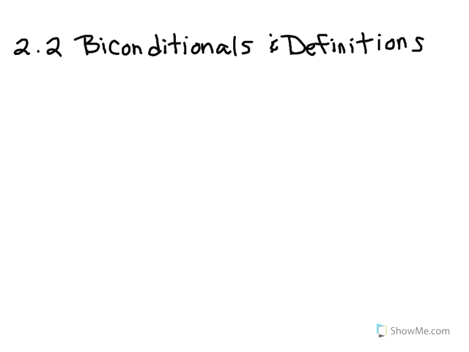This is section 2.2, which talks about biconditionals and definitions. So let's first talk about what a biconditional statement is. This has some parts to it that you have to be aware of. The first thing that you have to know before even writing a biconditional is that certain things are true. Two things have to be true in order to write a biconditional.